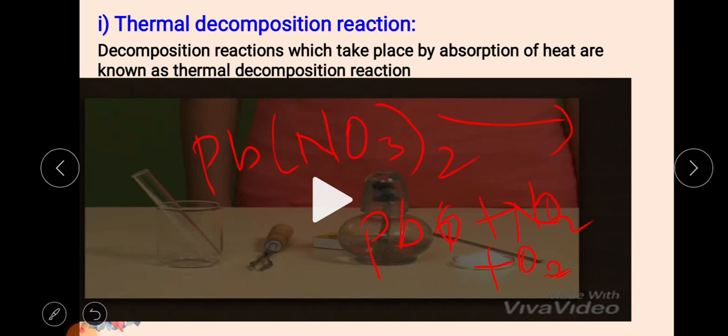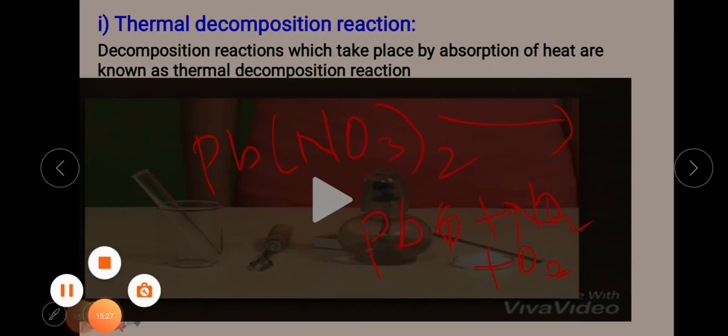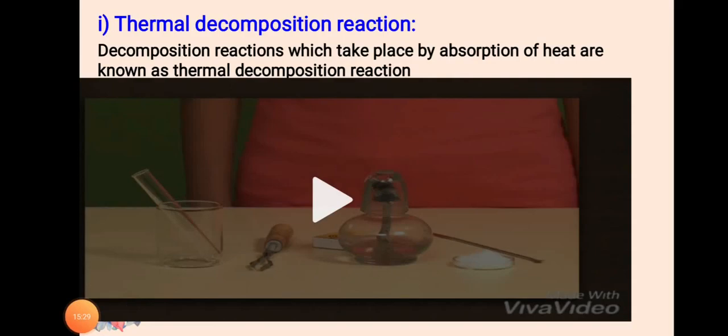See how this lead nitrate decomposes into simpler compounds. How it occurs, how it decomposes to give lead oxide, nitrogen dioxide, and oxygen, we are going to see in this activity or in this video. So let's see the video.